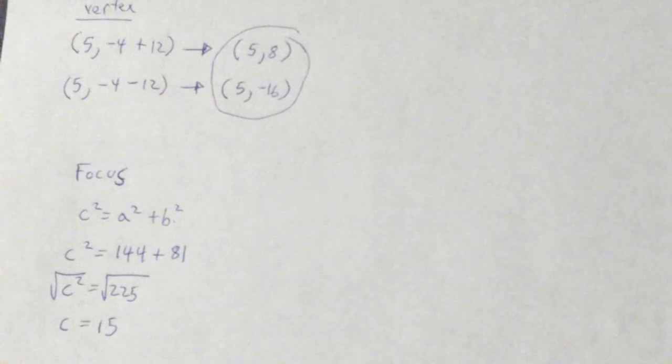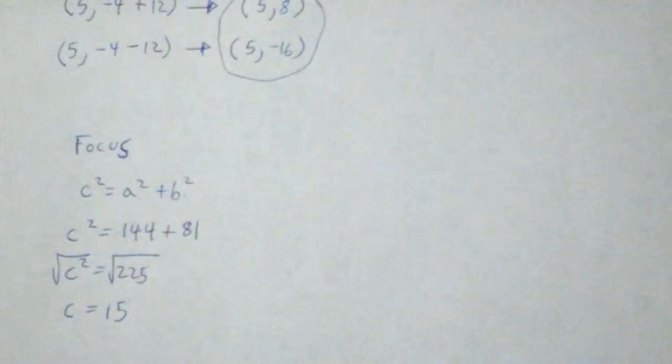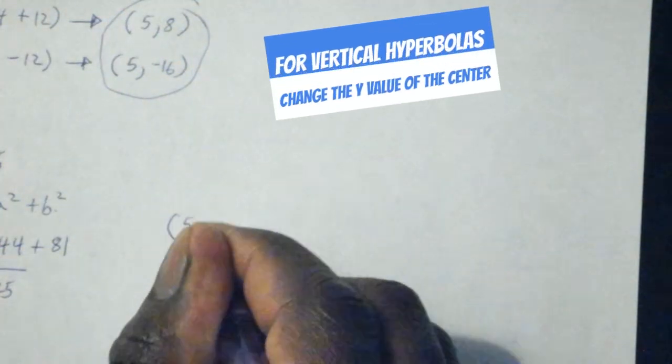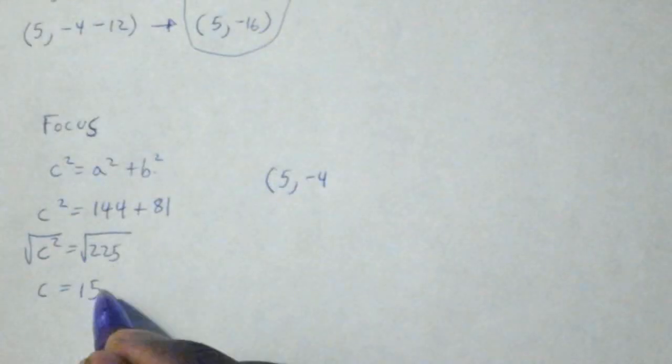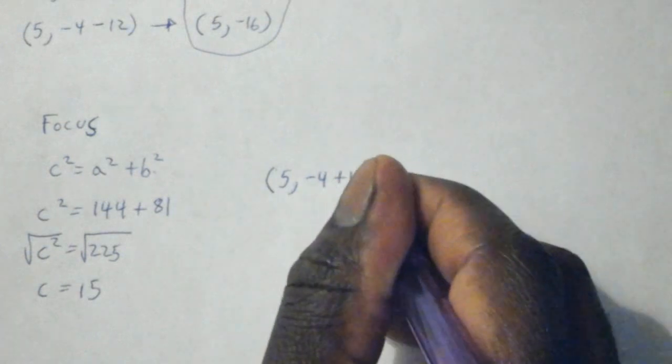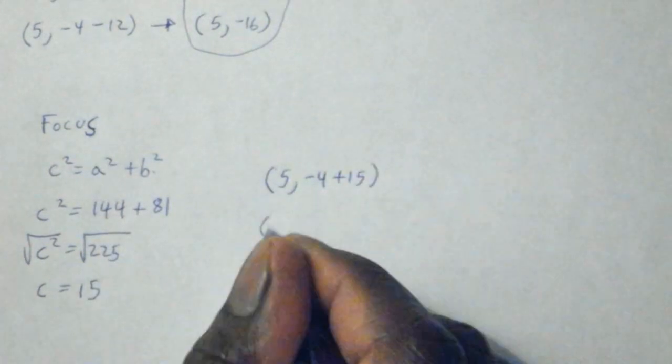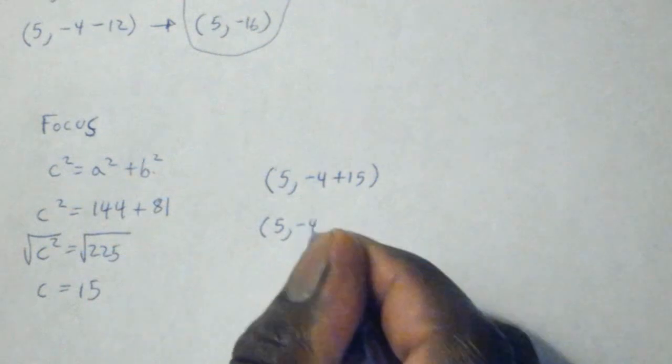So how do we use that? Remember that we're dealing with a vertical hyperbola. So vertical means that the y is going to change. So again, vertical means that the y value is going to change for our center. So if we change only that -4 with that c value of 15, here's what it looks like. So we're going to say 5 comma -4 plus that c value, which again is 15. And we're also going to say 5 comma -4 minus 15.